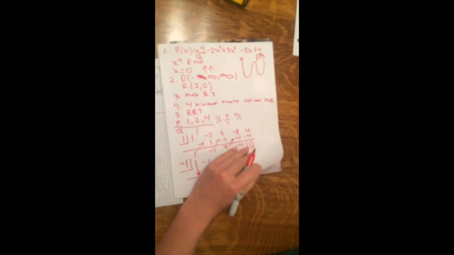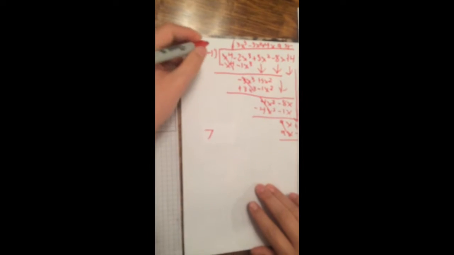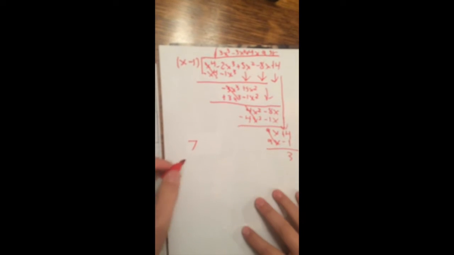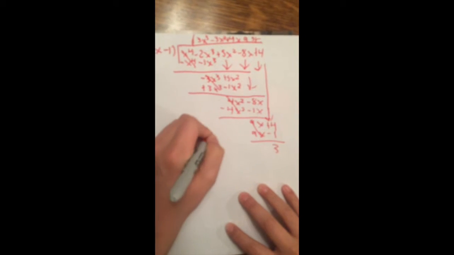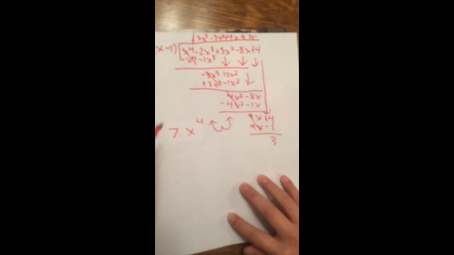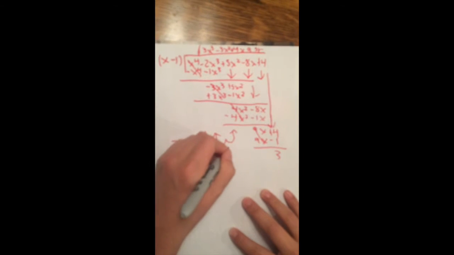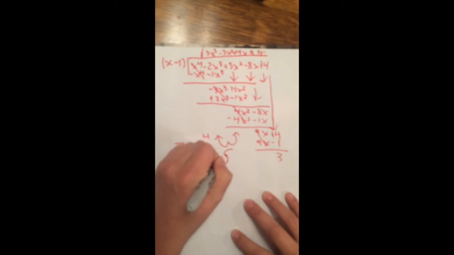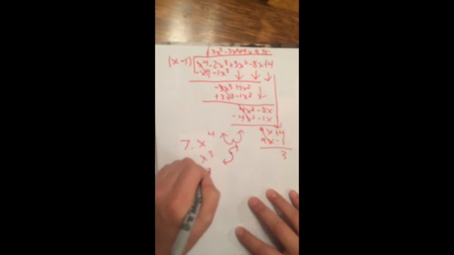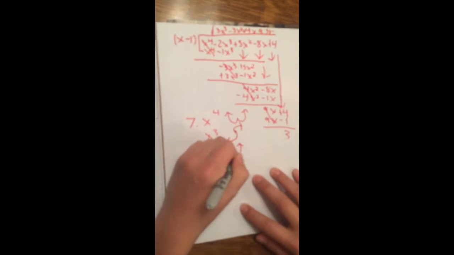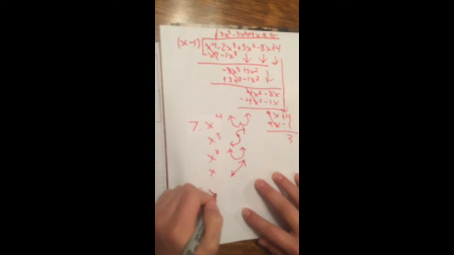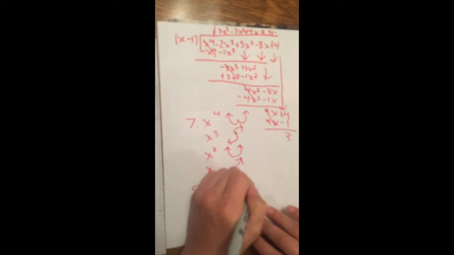Let me grab another piece of paper here. So we found that that is 0, okay? For 7, so that was just long division. For 7, state the multiplicities of each root. So x to the fourth will always come out as something like a W, and they'll both go up. x to the third is going to be an S curve, like that. And then x to the second is just a parabola, like that. And then x is a line that goes like that. And then 8, the x-intercepts are 1 and negative 4.